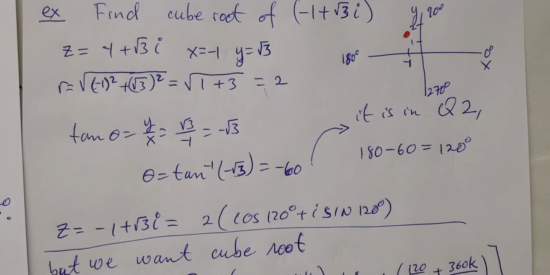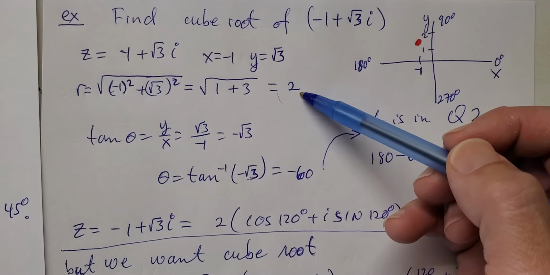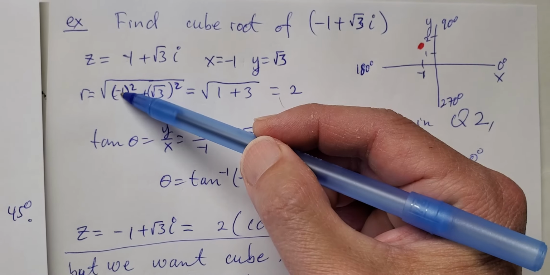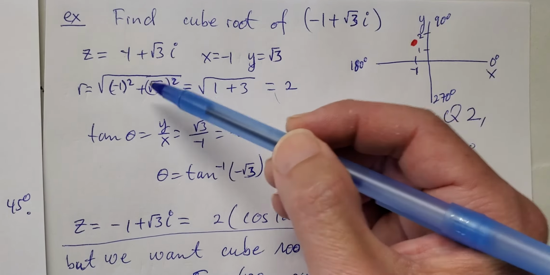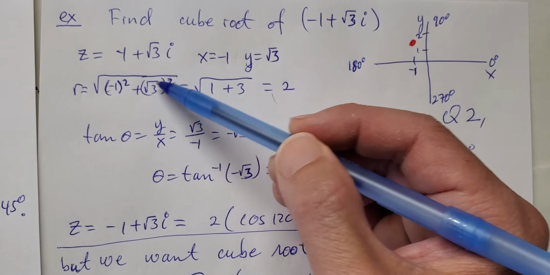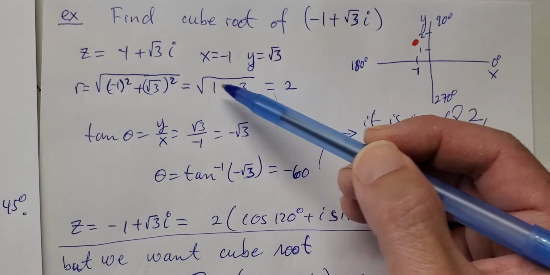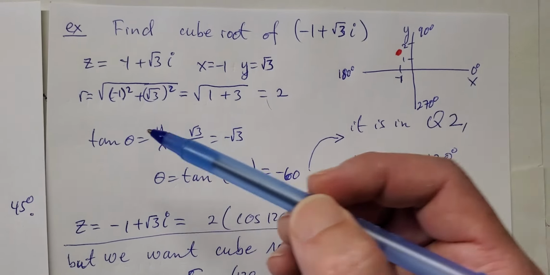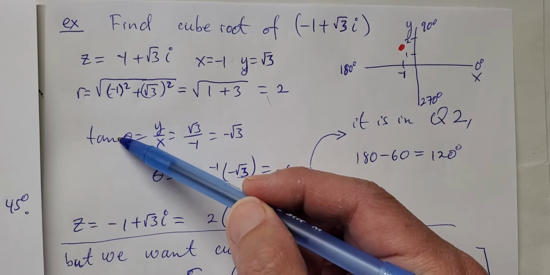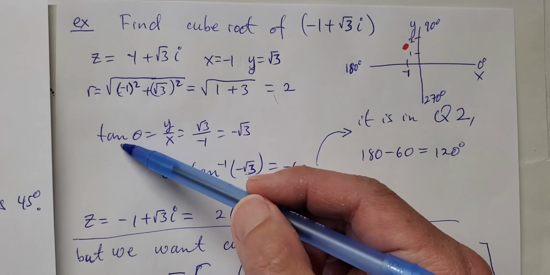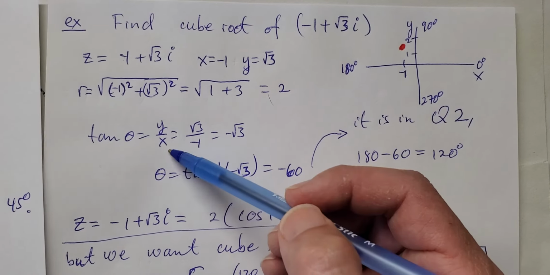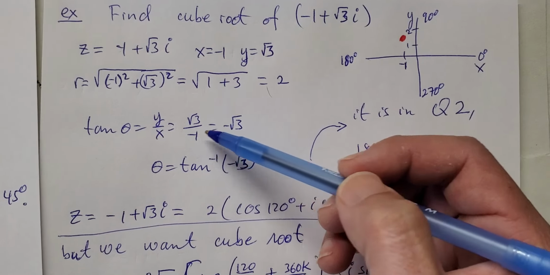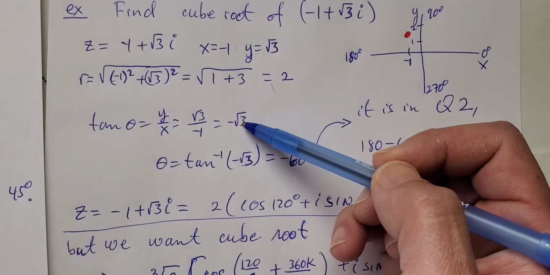Okay, same thing. Let's find r. Negative 1 squared is just positive 1, square root 3 squared. The square root and the square cancel, so I have 3. 1 plus 3 gives me 4. Square root 4 gives me 2. To find the angle, always use tangent. And tangent is y over x, so y is square root 3, negative 1 is the x. Simplify this, it comes out to be negative square root 3.